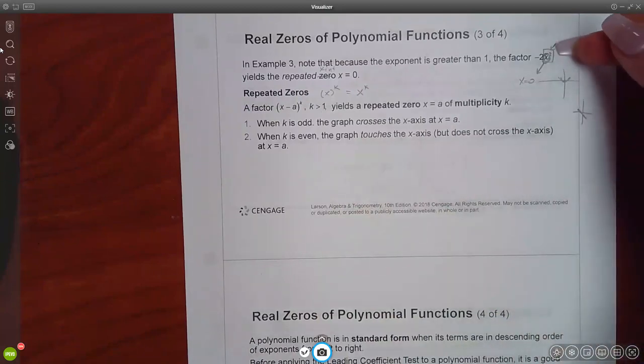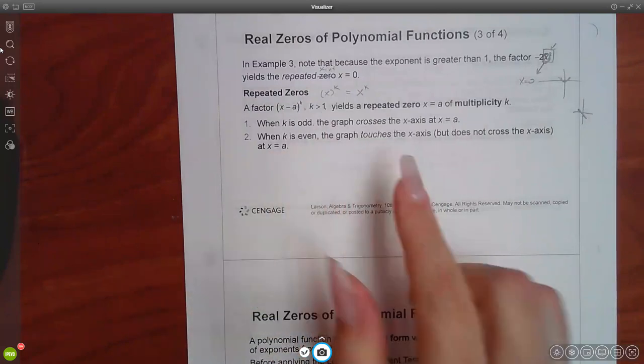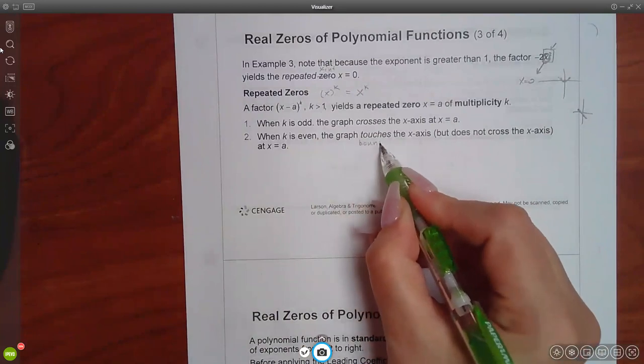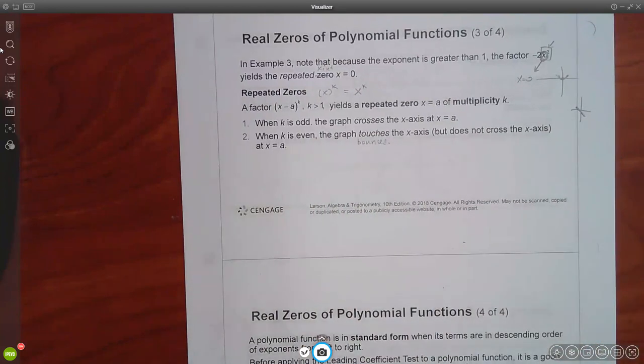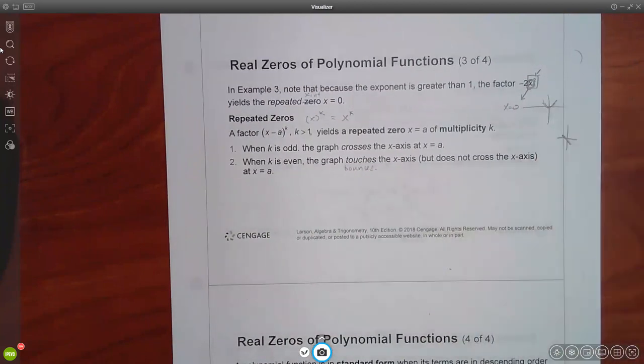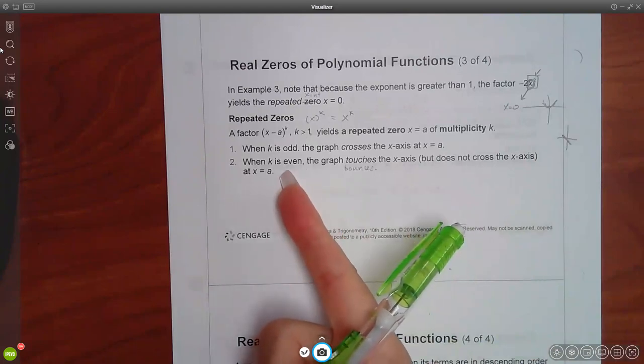If that multiplicity is even, then it doesn't cross through it, it just touches. I like to use the word bounce, but it touches or bounces off that x-intercept. And so that's how I knew it was gonna do this. Doesn't it just touch it and then bounce right back off, right? That's what happens when the exponent is even.